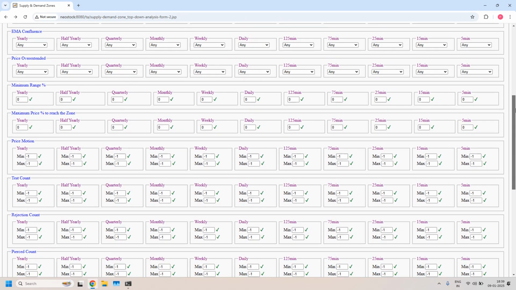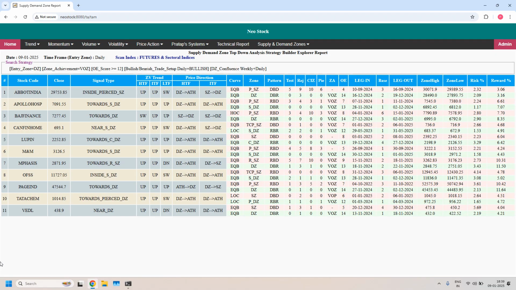I enable the filter. So now from 16, the list has come down to 11. In all these 11 stocks, these daily demand zones are part of the weekly demand zone. Because they are part of weekly, let us filter based on weekly EMA confluence, because the weekly ITF trend is up in all these stocks.